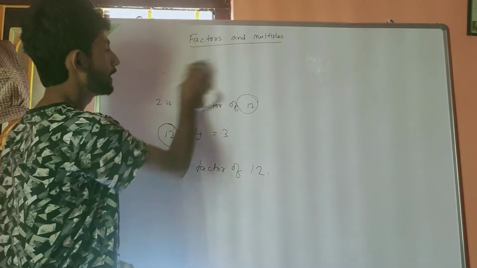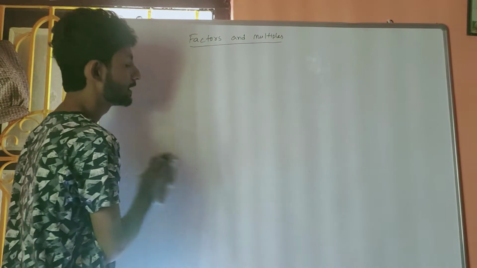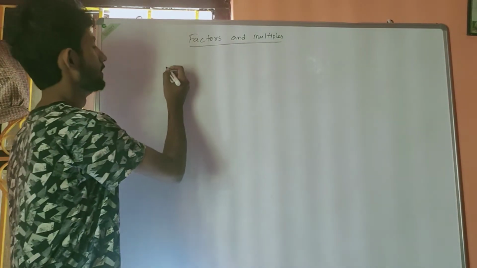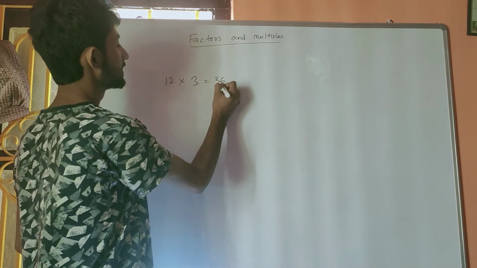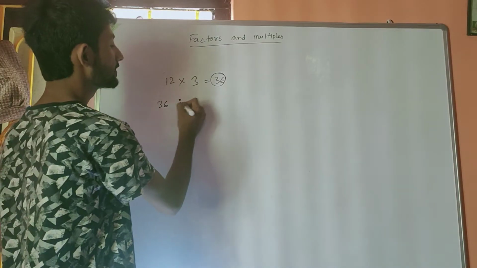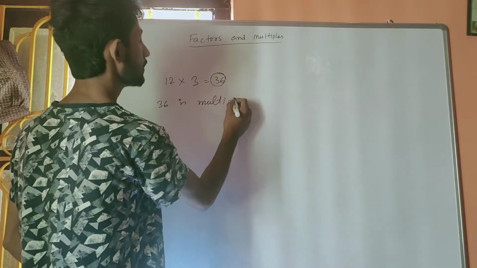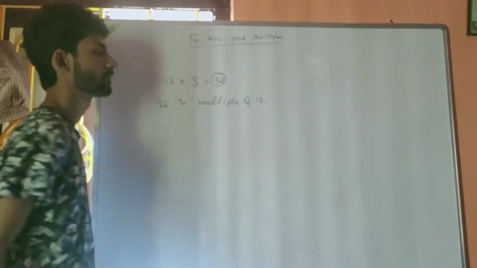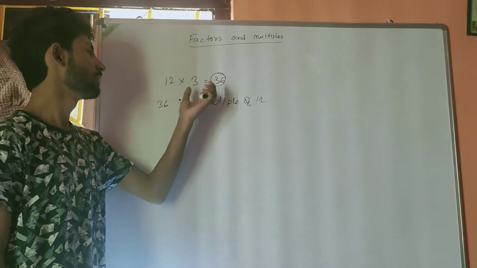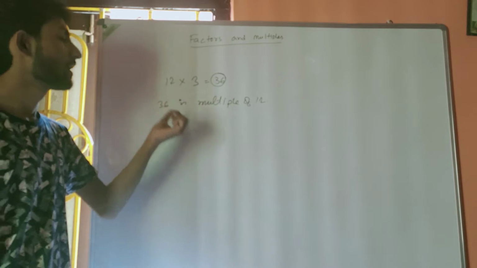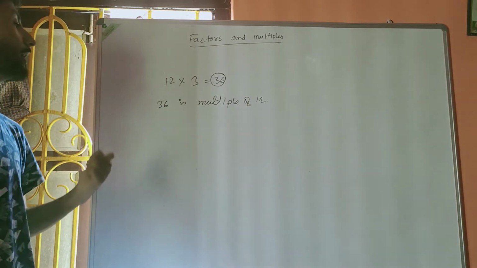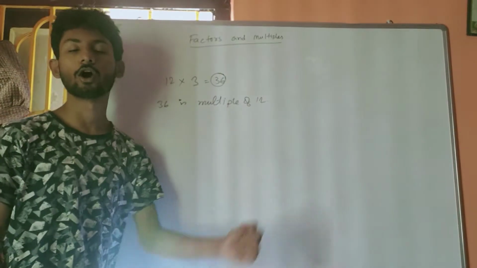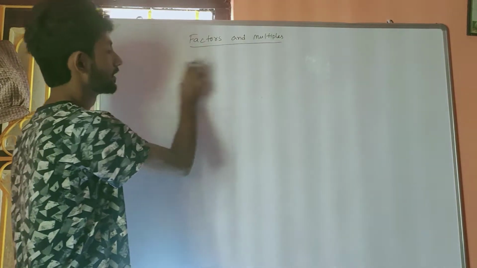And what is a multiple? Multiple means if we multiply with the given number, whatever comes is a multiple. Suppose 12 is here. If we multiply with 3, we get 36. So 36 is a multiple of 12. If we multiply any number with the given number, whatever comes will be a multiple of the given number. I think it's clear.